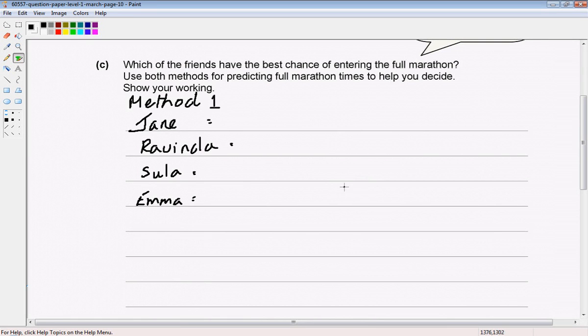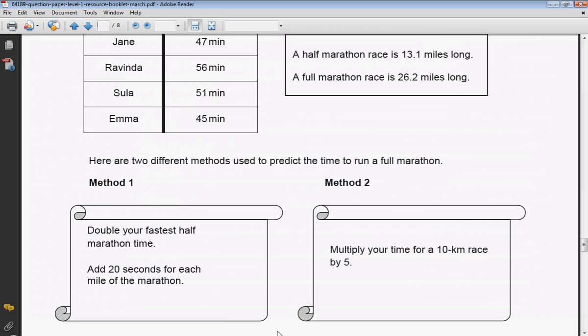Okay, so we're on the last question now of this task. Which of the friends have the best chance of entering the full marathon? Use both methods for predicting full marathon times to help you decide. Show your working. Now, show your working is always good. So if we go to the resource sheet, we have two methods.